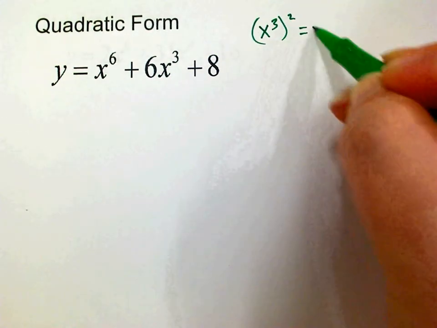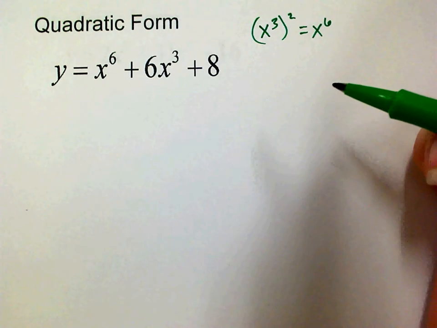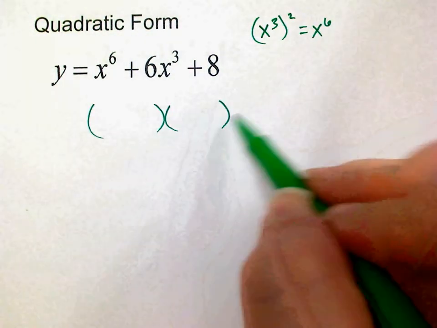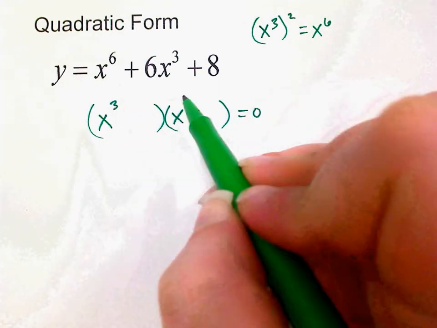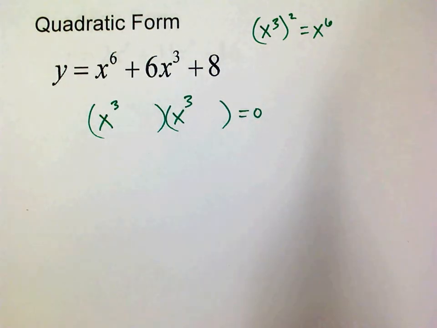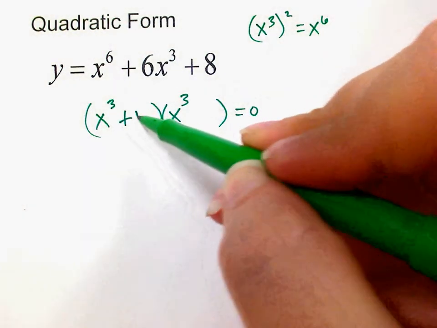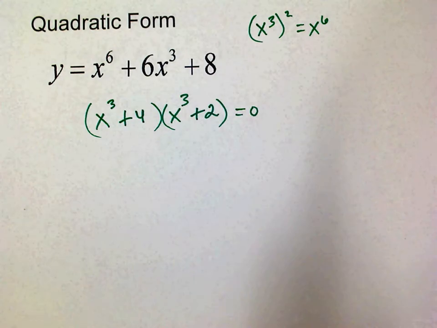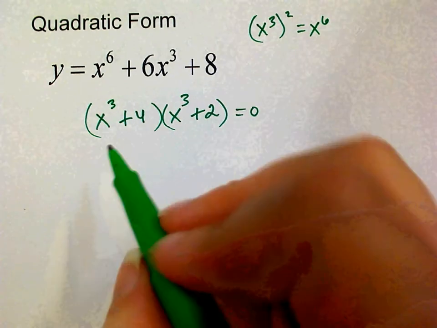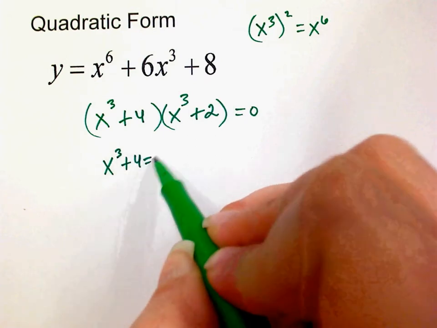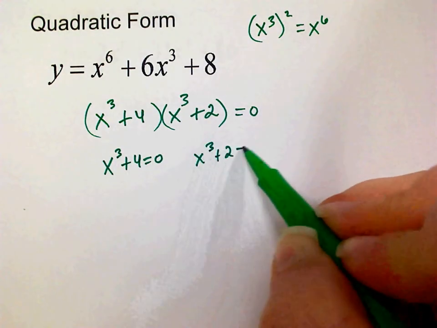When I factor, what's going to go right here? X cubed. So we just need to factor. What are the factors of 8 that add up to 6? 4 and 2. Plus 4 plus 2. Okay, so if I want to solve this, I'm going to subtract 4. X cubed equals negative 4.